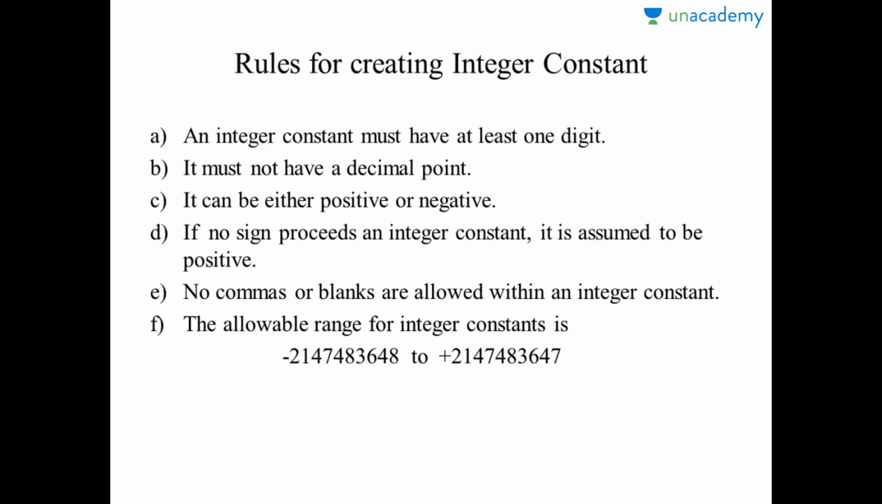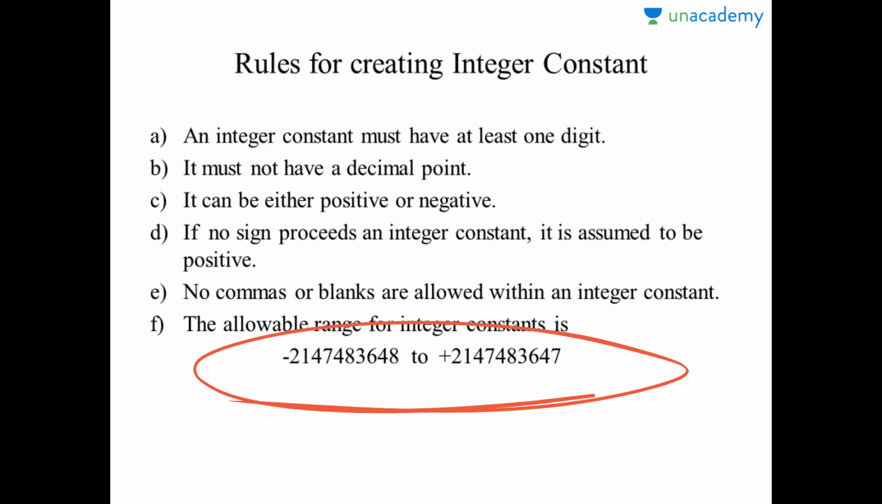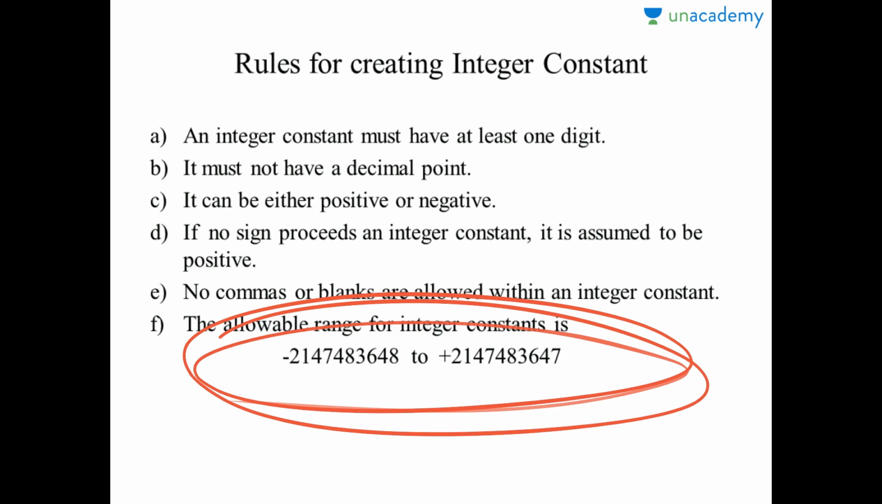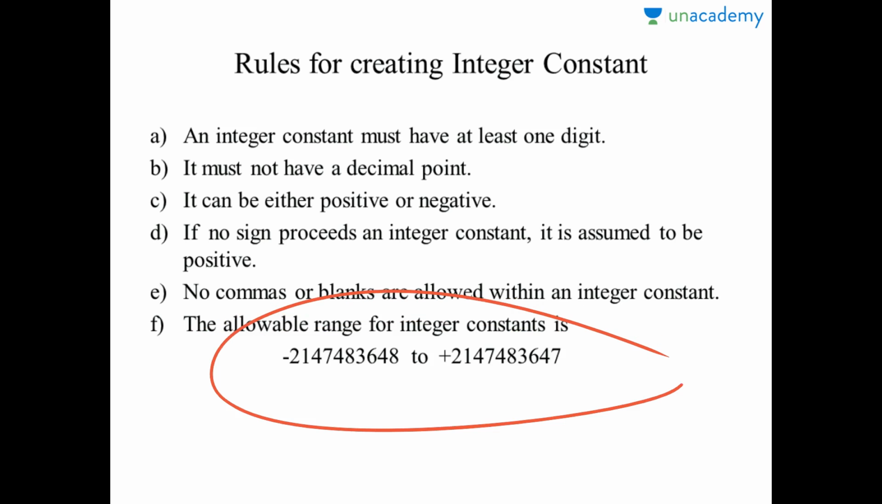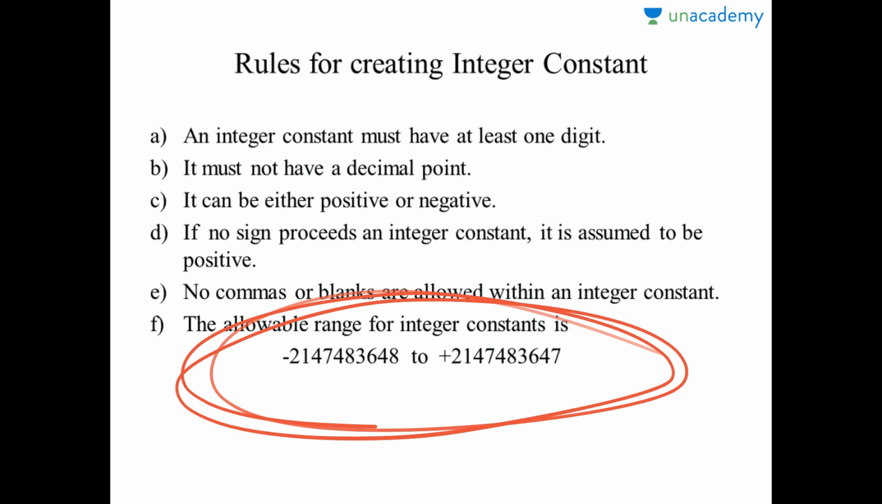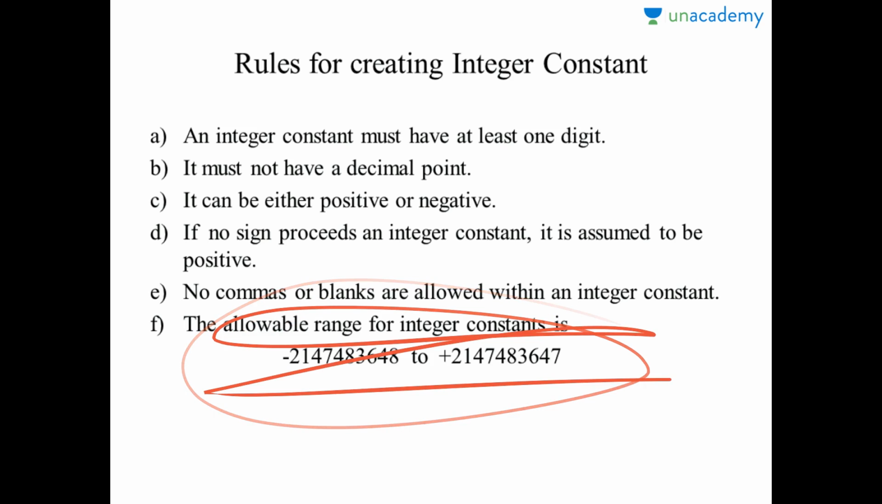The allowable range for an integer constant is the one given here. But to be frank, this range depends upon the compiler. If you have a different compiler, this value may change. For example, it varies between the Visual Studio compiler, GCC, or Turbo C. It would be different for Turbo C++. So this value can change according to the compiler. But in general, it's this one only. And these are some examples of valid integer constants. You can create more like these.